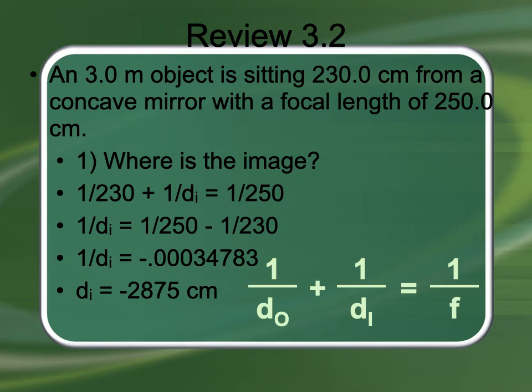So it's sitting a little over 2 meters in front of the mirror, but it's almost 29 meters behind the mirror that you're looking at. This is a virtual image, okay? This is a virtual image because it's a negative distance.